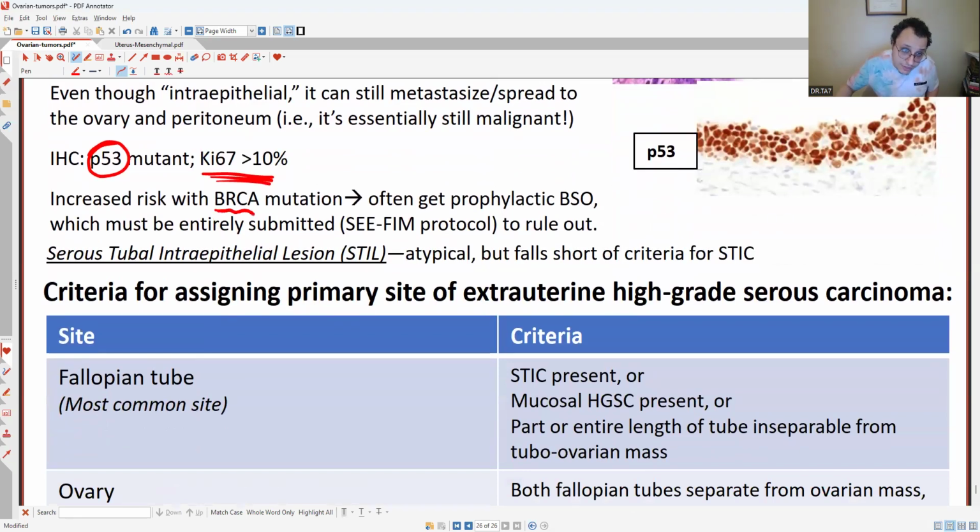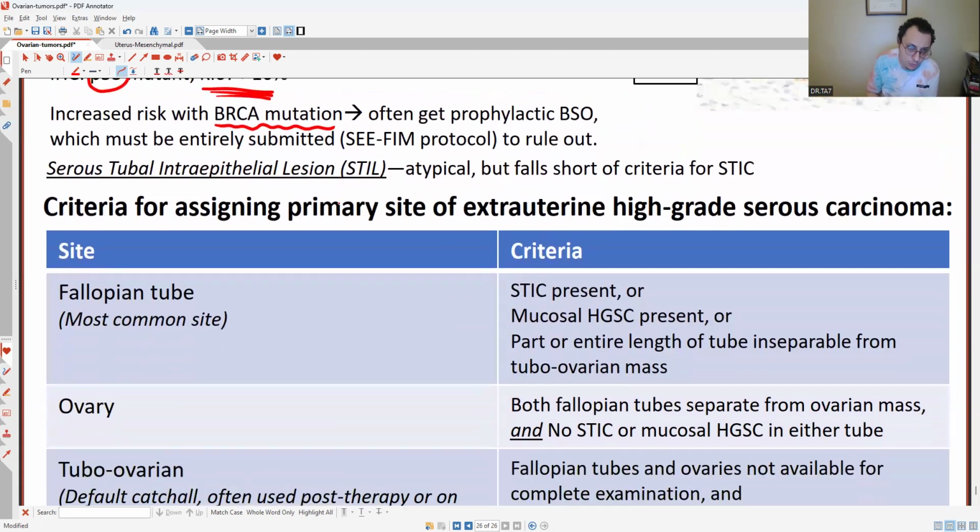By the way, STIC is common in BRCA people. The people who have BRCA gene mutation, which is also associated with high-grade serous carcinoma of the ovary. This is BRCA, and it's also associated with breast cancer, as we all know.